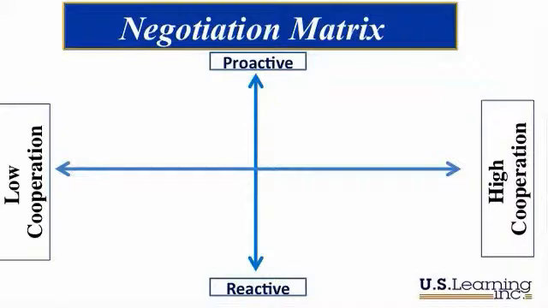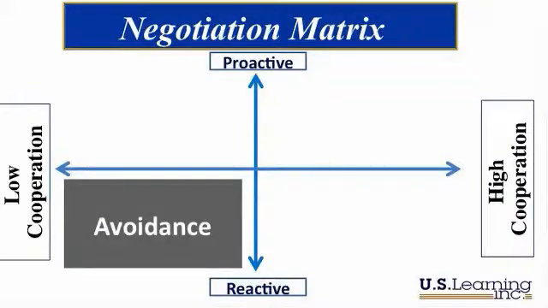In the lower left-hand box, I want you to put the word avoidance. And avoidance, when I'm coloring in my matrix, I always make it a gray color. Because avoidance is kind of negotiating and kind of not negotiating. It's trying to get what you want or have other people take from you the things that they want without even really having to discuss it.